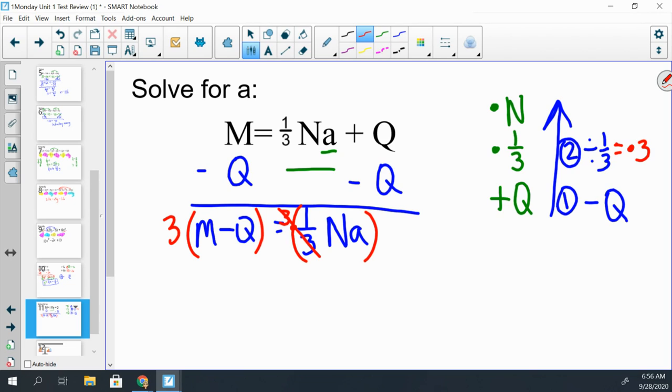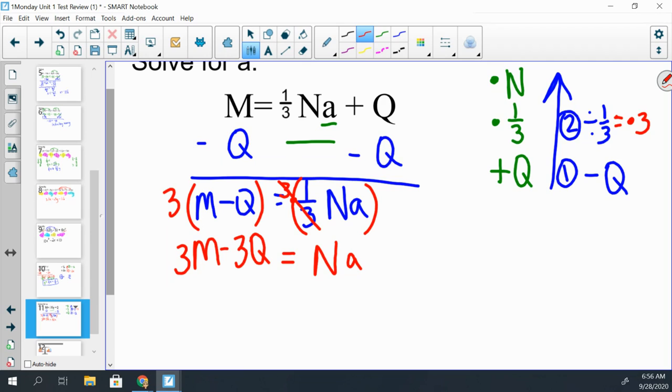That's what we want to happen, because you'd have 3 over 1. They cancel out. We're left with na on the right-hand side. And on this side, we have 3. And I'm going to go ahead and distribute that in. We don't have to necessarily, but it could be distributed in. So I'm going to go ahead and do that. And then finally, the last step is to get rid of the multiplying by n. So I'm going to divide both sides by n to get a by itself.